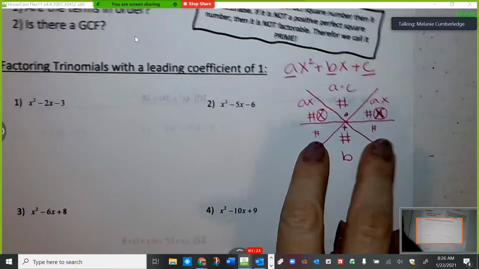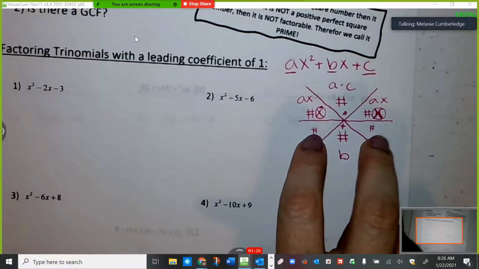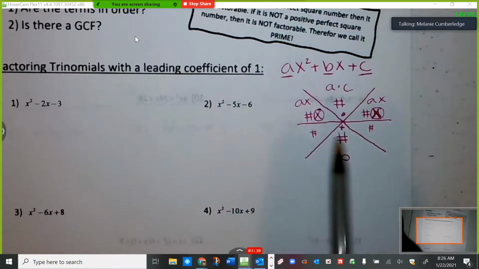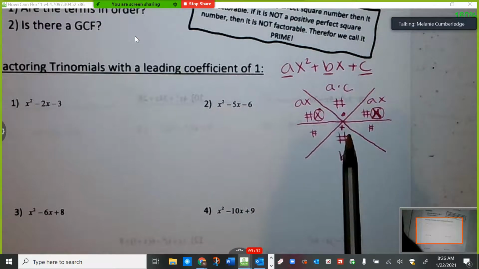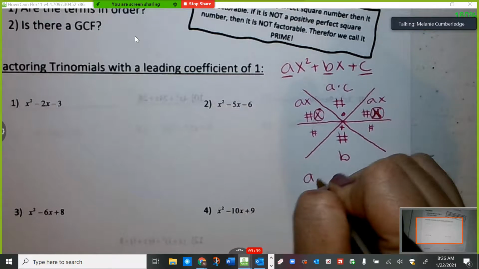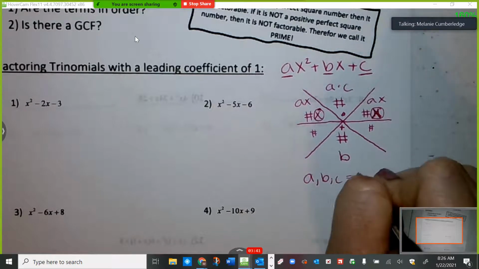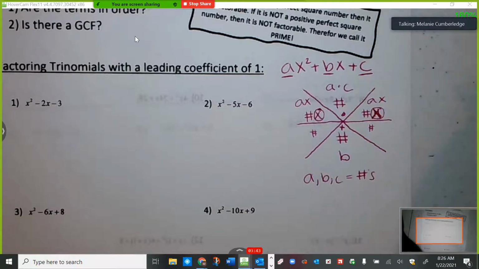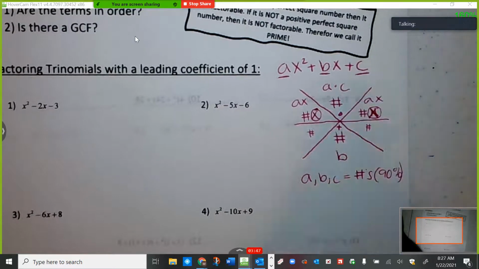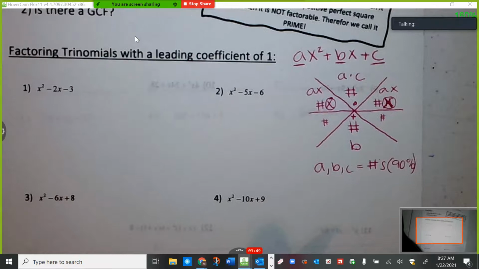That's the only spot you'll have a number with a letter. Then you're going to have a number here and here, but these numbers you have to find. They're not given to you in the quadratic formula. So you're looking for what multiplies to give you the top number, but adds to give you the bottom number. We're going to go over some examples, and then it'll make a lot more sense. I want you to realize that A, B, and C are numbers 90% of the time.